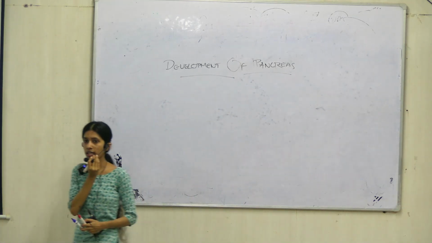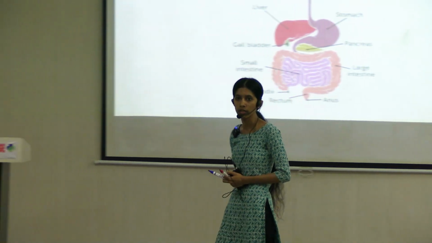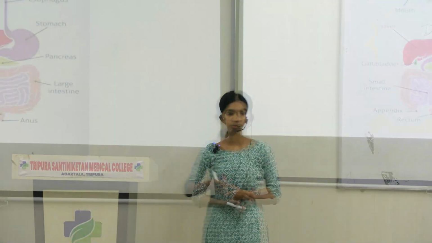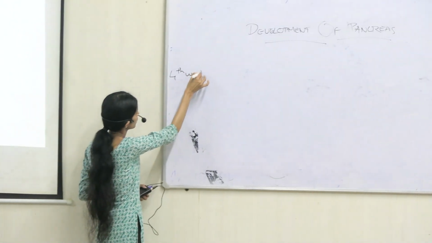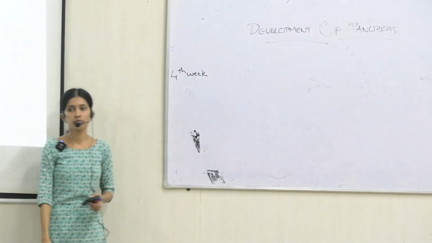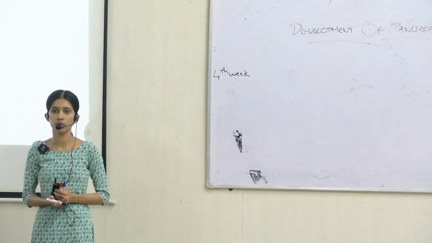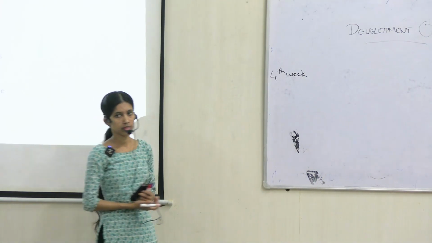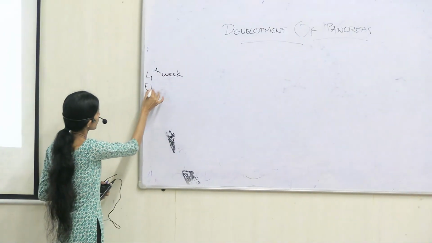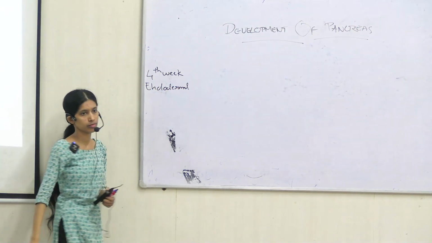So your pancreas is an organ of endodermal origin, or mesodermal, or ectodermal? During the 4th week of development, we can see the development of the pancreatic bud. Later the same pancreatic bud is going to develop as the adult pancreas, and it is an endodermal origin organ.